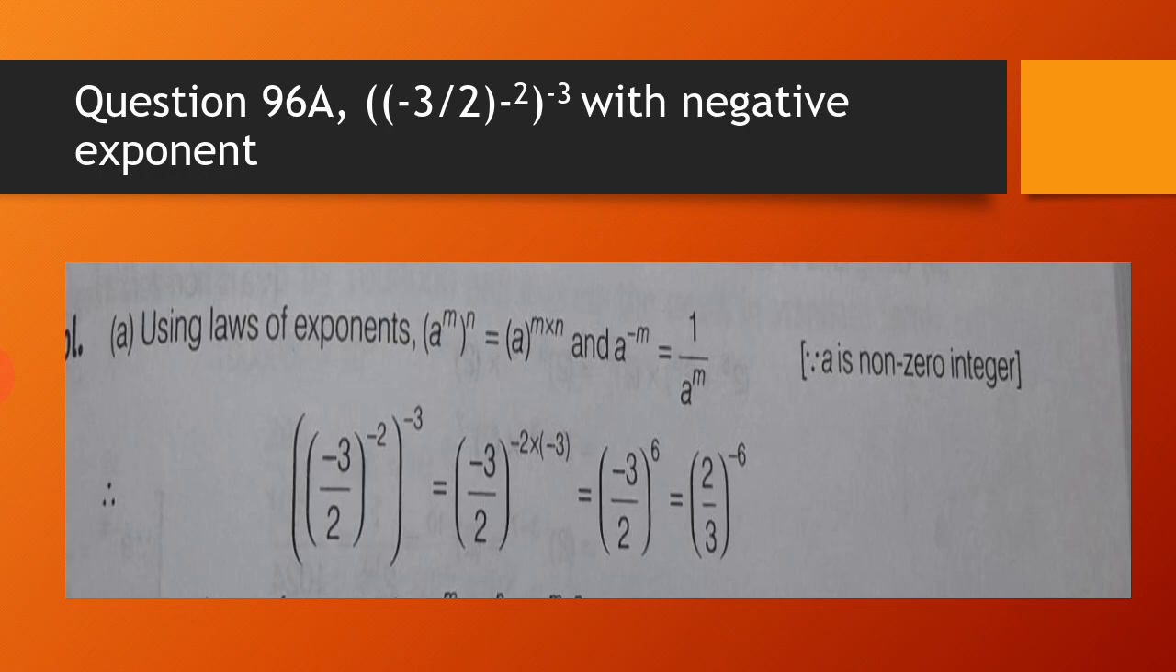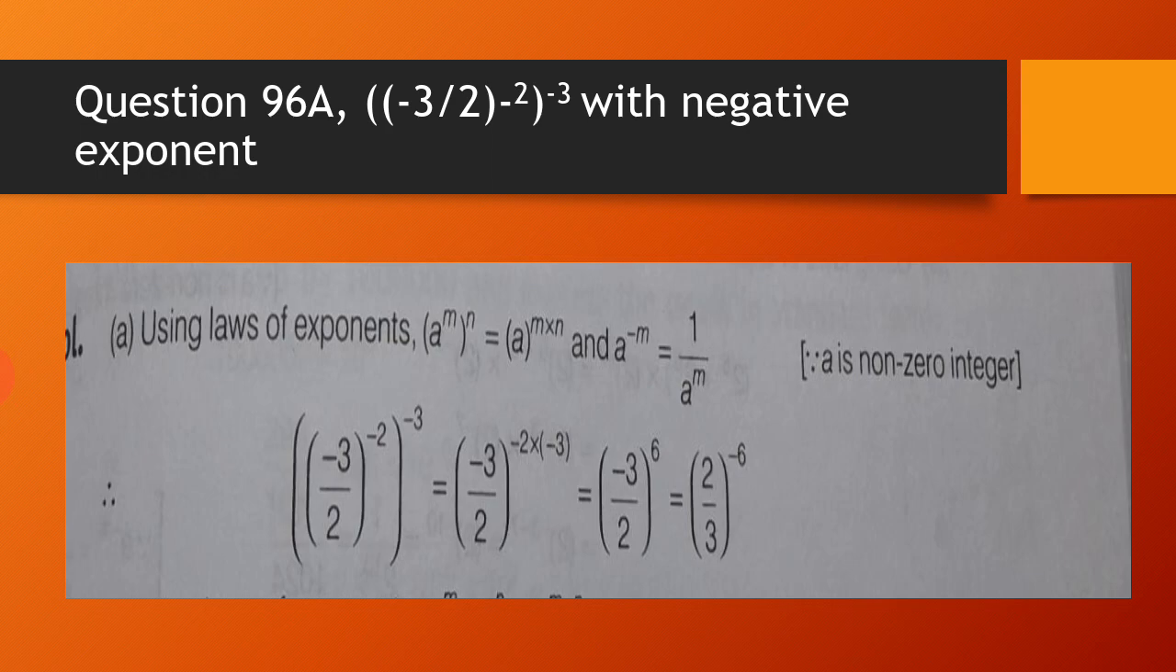If you don't feel like writing the laws every time, you can just mention that it is the power law. That is also fine. So minus 3 by 2 whole raised to power minus 2 whole raised to power minus 3 will actually become minus 3 by 2 whole raised to power minus 2 into minus 3. Minus 2 into minus 3 is 6. So minus 3 by 2 whole raised to power 6 is our answer.